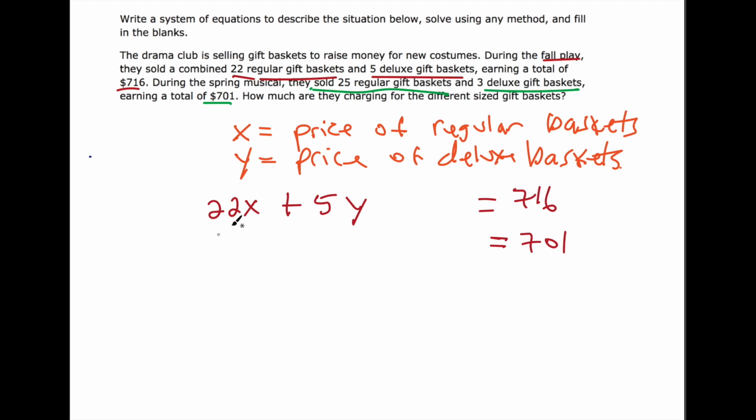Then over here, for the second situation, for the spring musical, they have 25 regular baskets at a price of x dollars per basket plus 3 deluxe baskets at a price of y dollars per basket, because it's the same price for both seasons, and the total they earned was 701. All right.